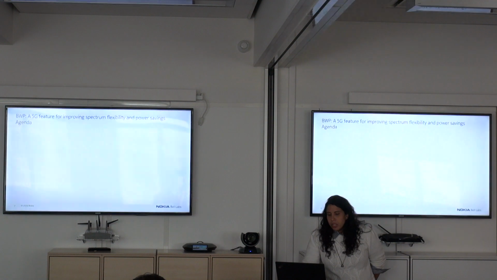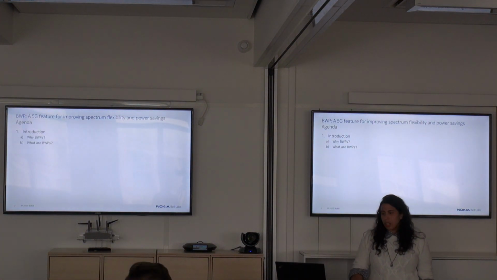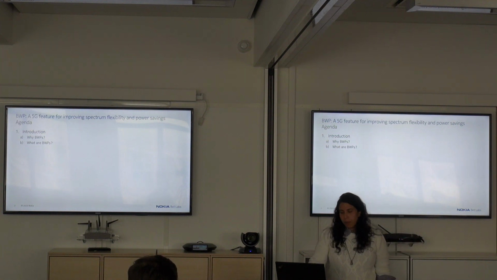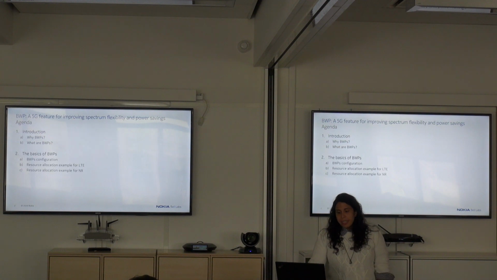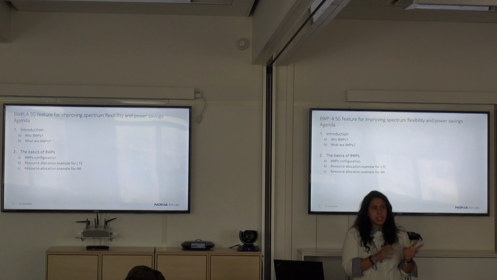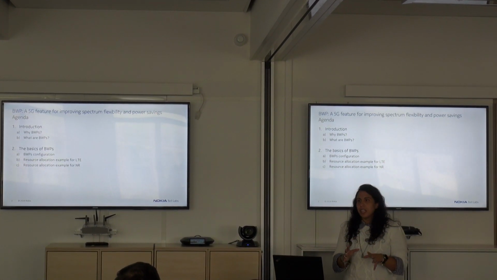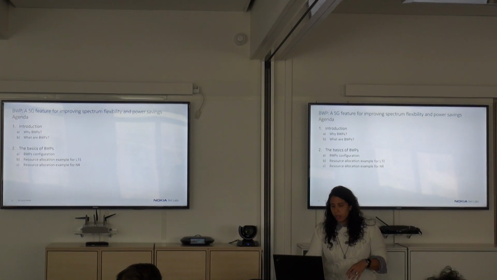First I will present the agenda for today. I have a part of introduction, where I will explain why we need bandwidth parts, why this concept was introduced in 5G, and what they actually are. Then the basics of bandwidth parts, where we will go through the configuration of bandwidth parts, and I will present two examples of resource allocation, one for LTE and one for NR, where we use bandwidth parts, so you can have a clearer idea of what we use them for.